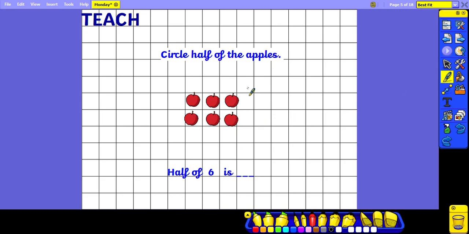Half of 6 is, I'm just going to circle one row and then count how many I've got in my group. 1, 2, 3. So half of 6 is 3.